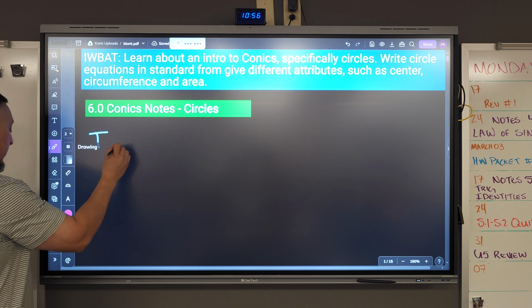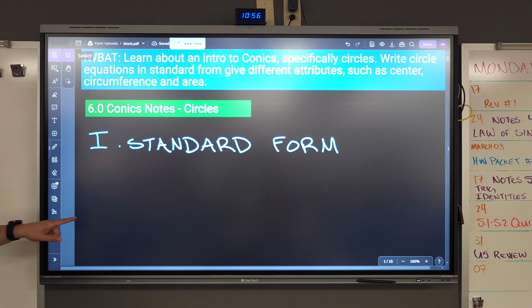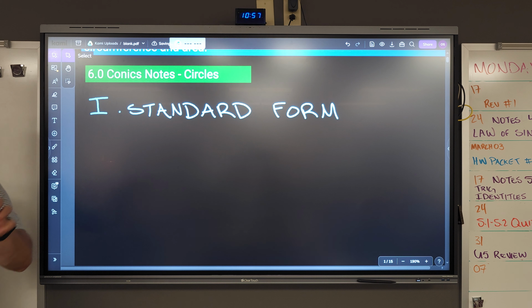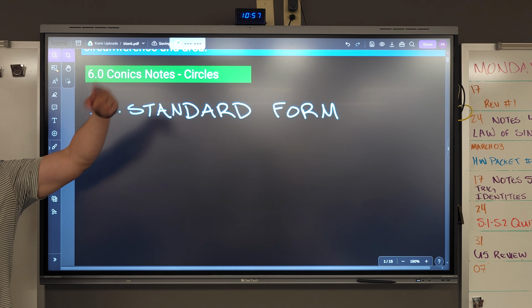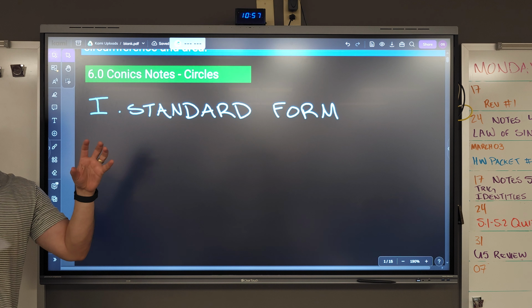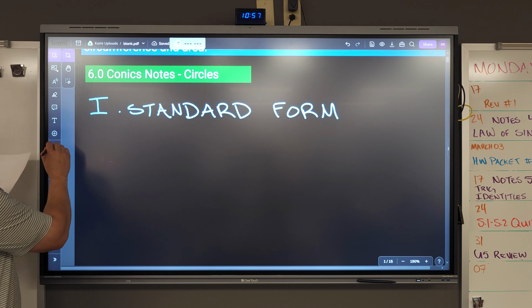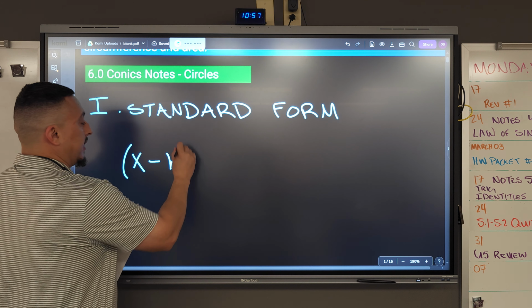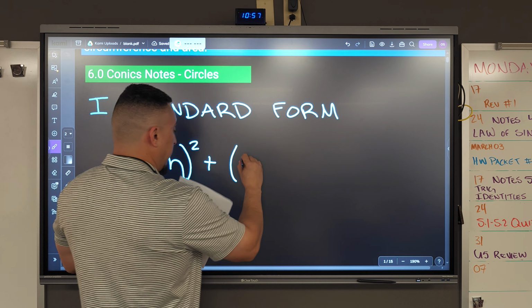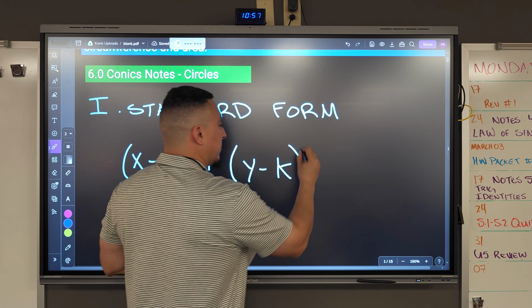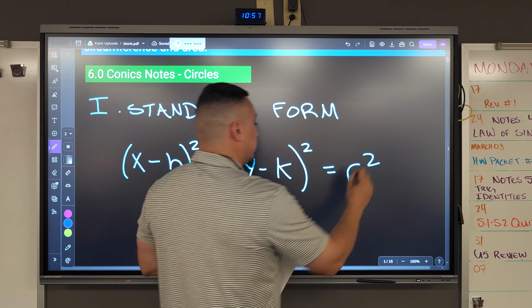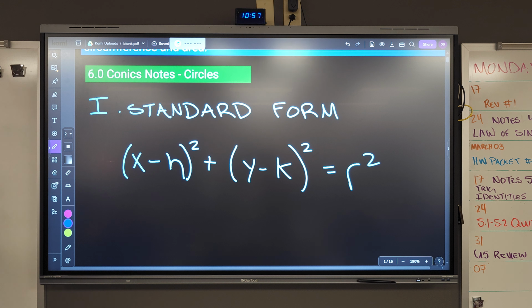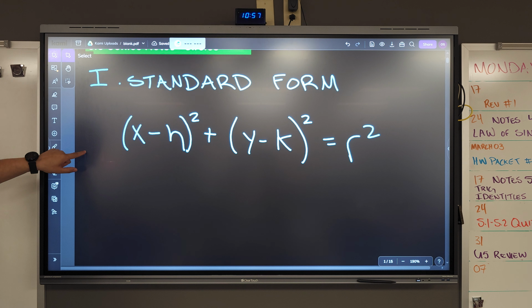I invite you to be very attentive today because the better you understand circles, the easier the other ones will be, because they come off of circles. They're based off of the circle equation. So this is the standard equation: (x - h)² + (y - k)² = r². You might want to box this one in, and like I said, it's very important.